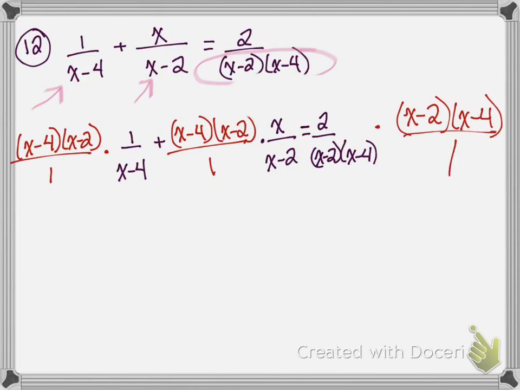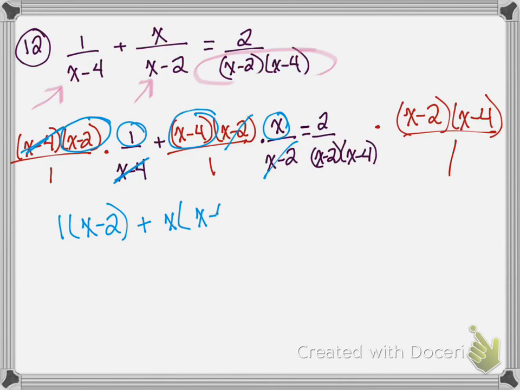Okay, now I get to simplify out what's on the top and the bottom. So on my first one, I've got x minus 4 on the bottom and I've got x minus 4 on the top. So I'm left with 1 times x minus 2. Okay, now for my next one, I've got x minus 2 and x minus 2. So I'm left with x minus 4 and x. So I have x times x minus 4. Okay, then on my last one, they both cancel out. So I'm actually just left with equals 2.